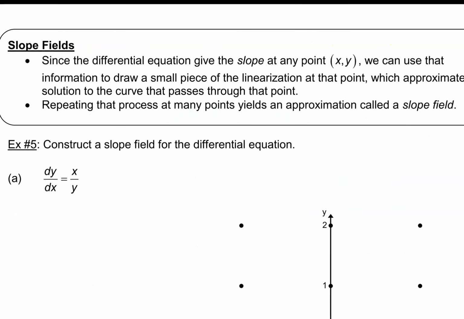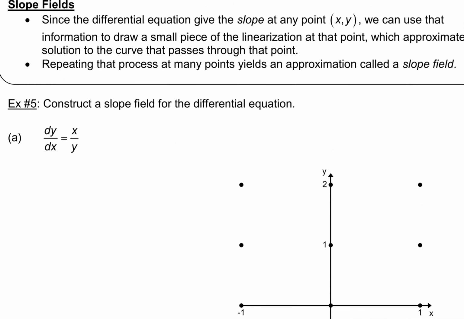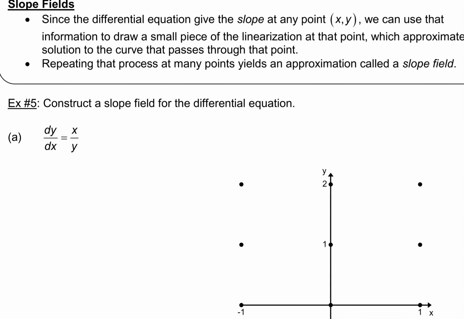And slope fields. Since the differential equation gives the slope at any point, we can use that information to draw a small piece of linearization at that point, which approximates the solution curve and passes through the point. So repeating the process at many points yields an approximation called the slope field. Literally, we're going to be drawing the slope for every single x and y value.